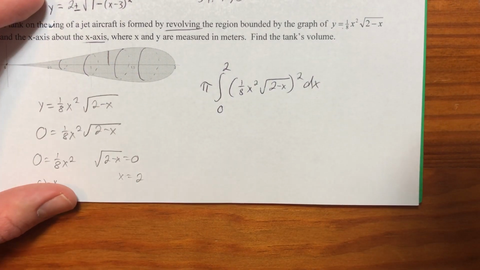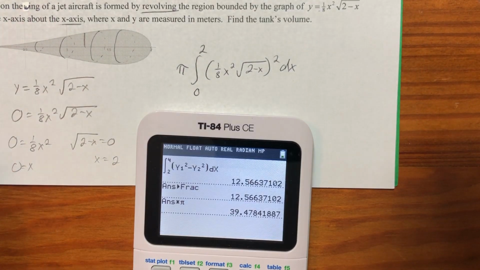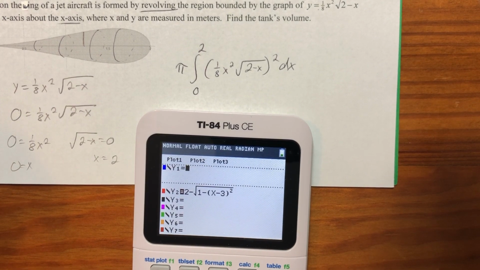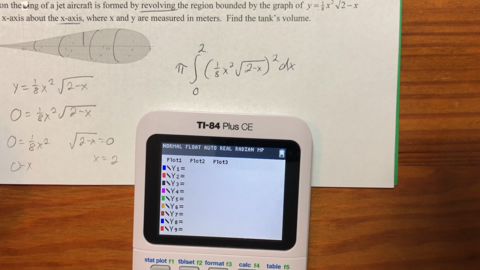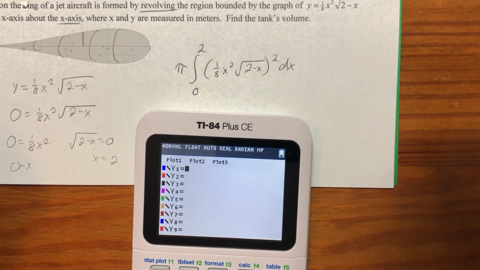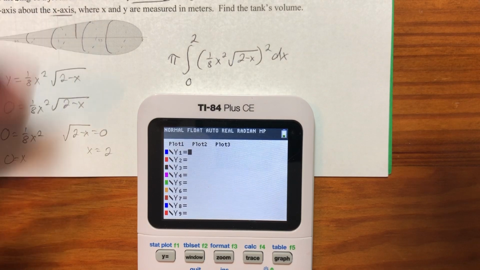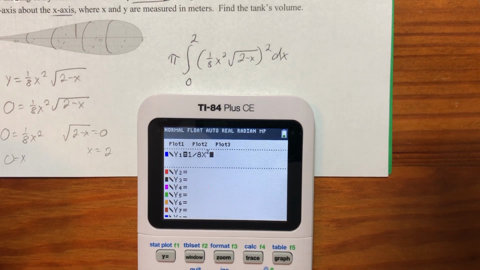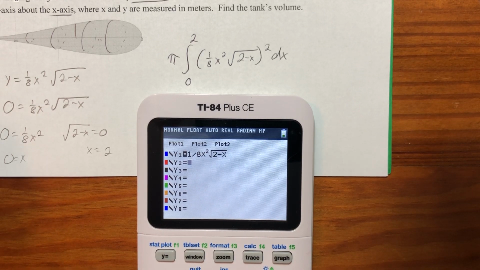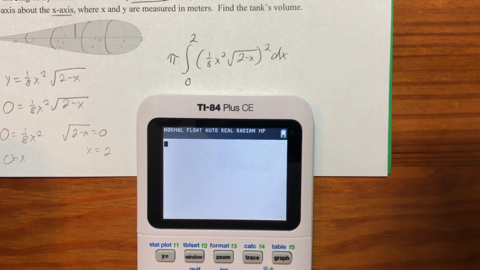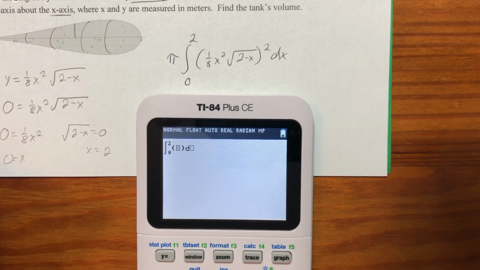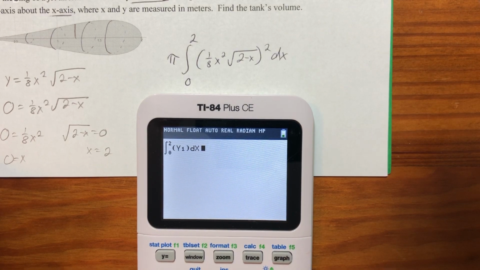This is one of those problems where I personally find it easier if you type it in under y equals. A little less room for error with parentheses, and did I square this, did I not square this, and where do the parentheses go? It's relatively easy to figure out, but there's just enough room for error where I think it's best that we type it in. So there we go, we look at it, we make sure it's right, it is, and then math 9, 0 to 2 of y1 with respect to x.